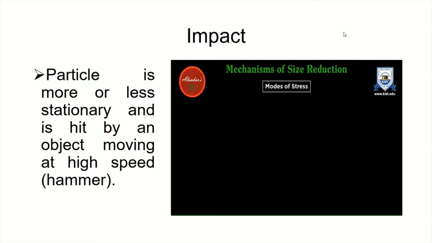So first, the impact. The particle is more or less stationary and is hit by an object moving at high speed. Our example is the hammer. So first, let's see the video.